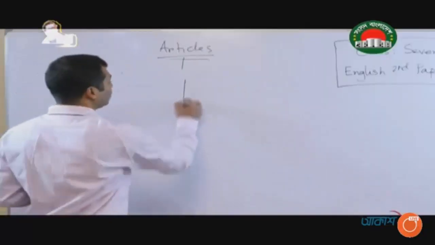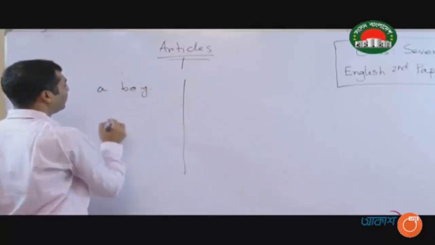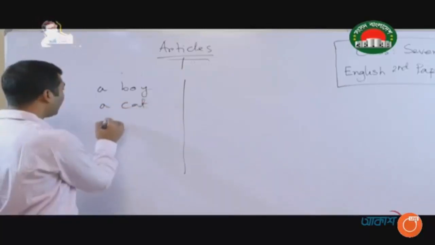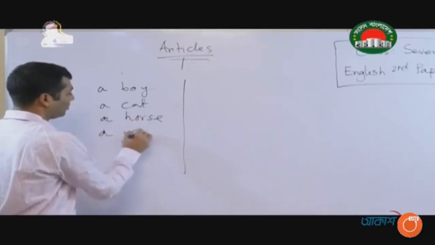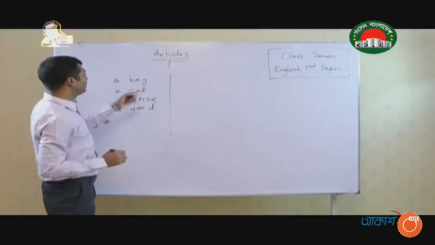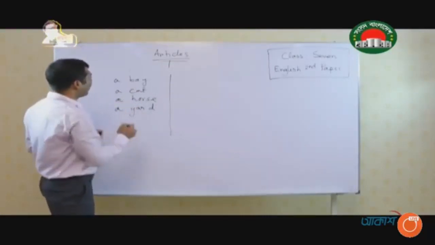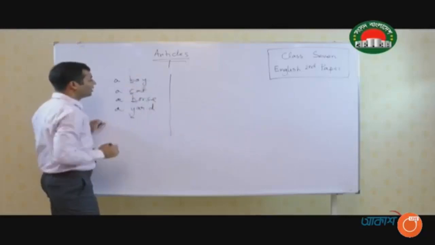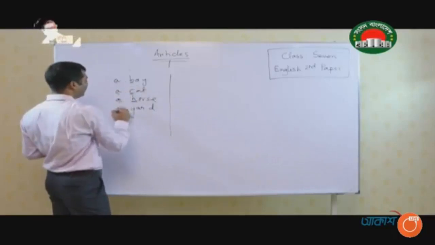For example, a boy, a cat, a horse, a yard. So look at these words, boy, cat, horse and yard, and every initial sound is a consonant. B, C, H, Y. These are the consonant sounds. Only for this we have used here the article a.